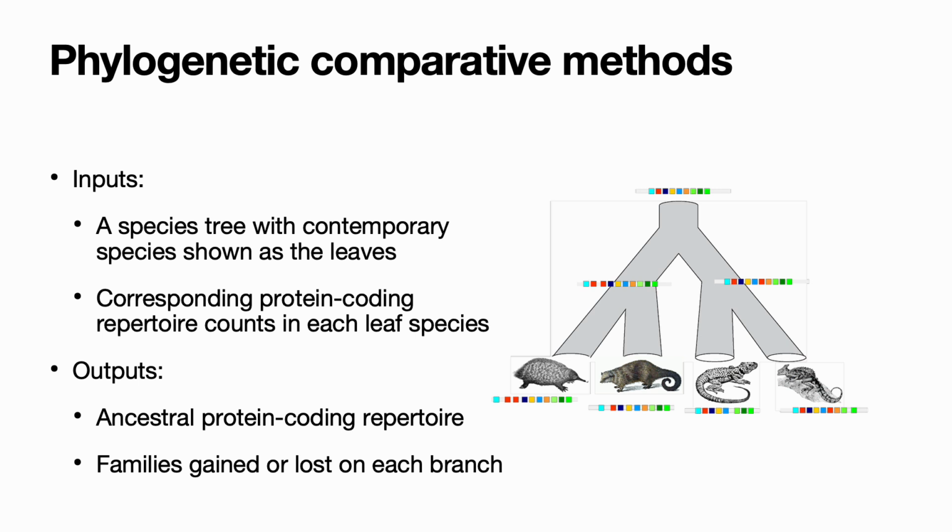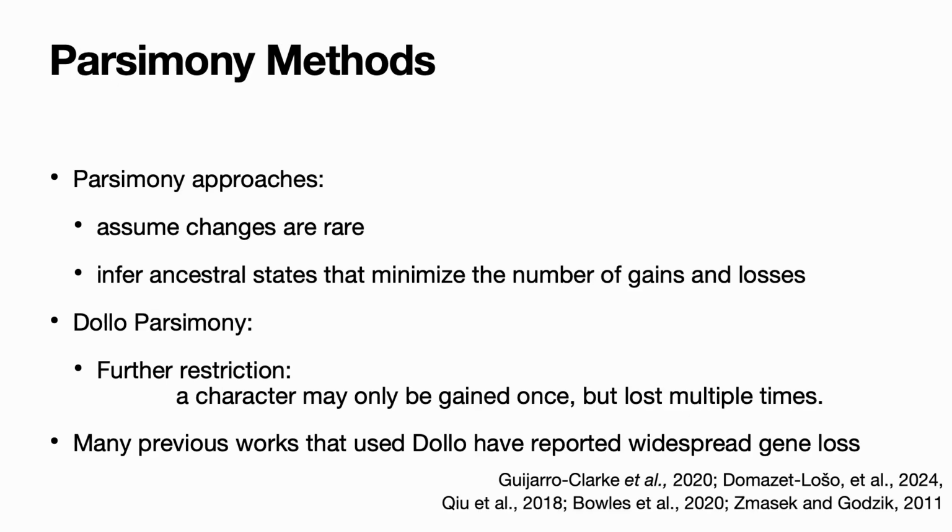Phylogenetic comparative methods infer the protein coding repertoire in each ancestor and the families that were gained and lost on each branch of the species tree according to an evolutionary model. Depending on the method used, different assumptions about evolutionary processes and constraints are applied. Parsimony methods assume changes are rare events and seek the reconstruction that minimizes the number of events.